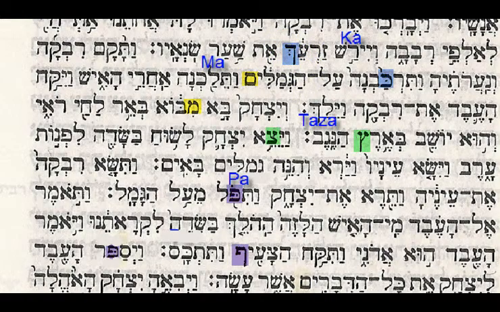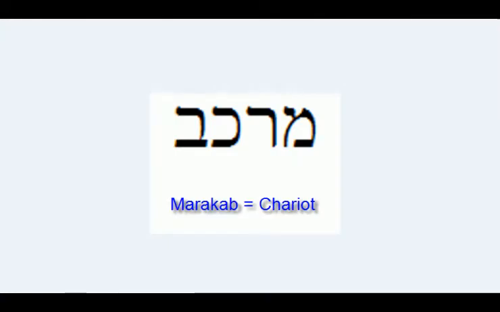Now I'm going to give you an example of that. Here you have the word marakab, which means chariot. You notice there's a ka here, but this ka is not at the end. It's within the middle of the word, or sometimes it might be at the beginning. So for the word marakab, you would use this regular ka to spell this word out, marakab, which means chariot.